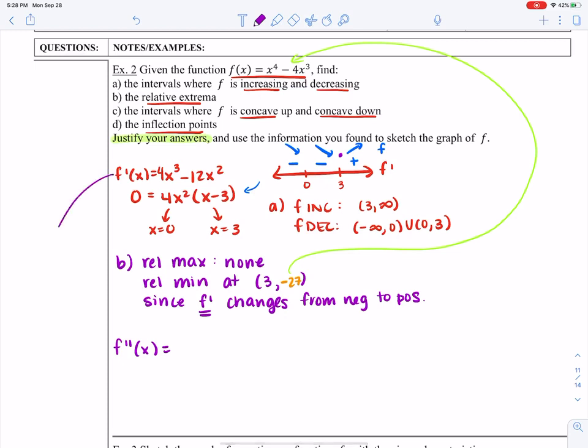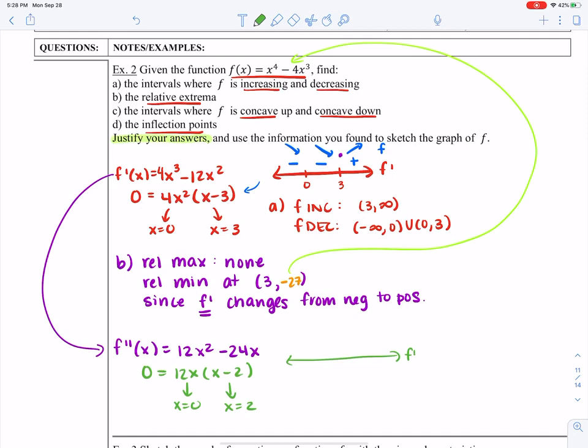So then it says we want to find the intervals where this thing is concave up and concave down. I want to find a second derivative. So we're going to take the derivative again. We're going from here to here and we're taking another derivative. We've got 12x squared minus 24x. I want you to set it equal to 0. Let's take out a 12x, which will leave us with x minus 2, which means that we get x equals 0 and x equals 2.